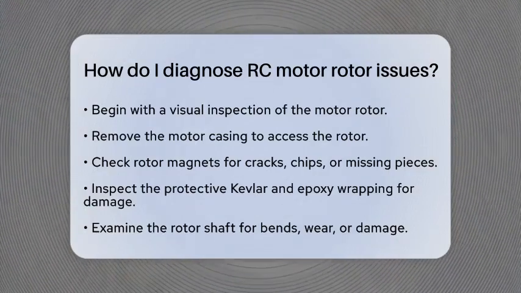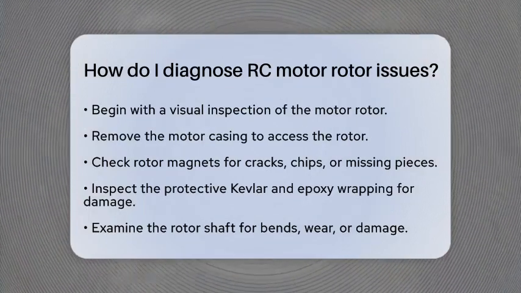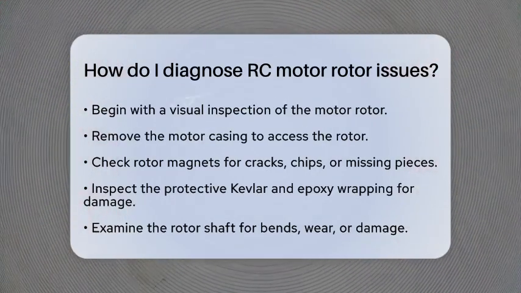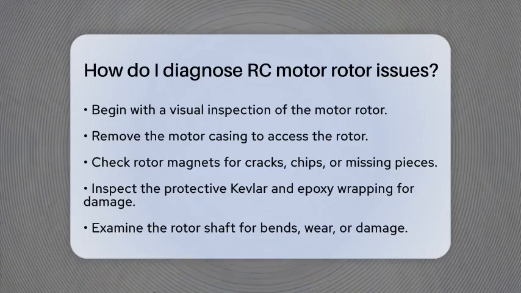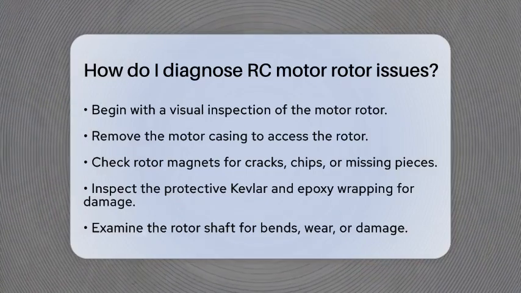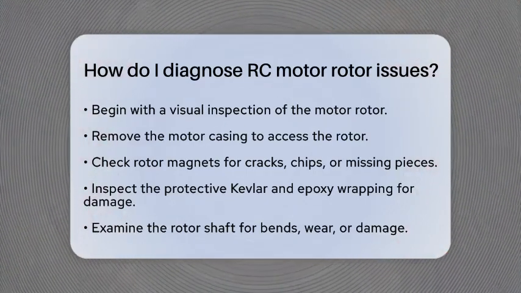Start with a visual inspection. First, remove the motor casing to access the rotor. Look closely at the rotor magnets for any damage. Check for cracks, chips, or even missing pieces. Many rotors have magnets wrapped in protective Kevlar and epoxy. If this wrapping is damaged, the rotor is likely compromised.